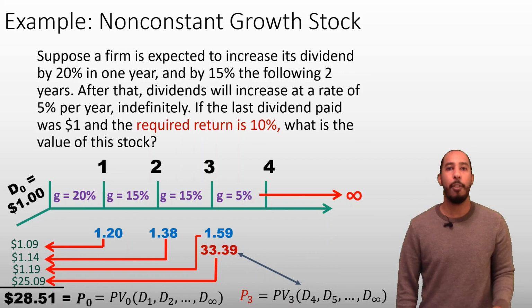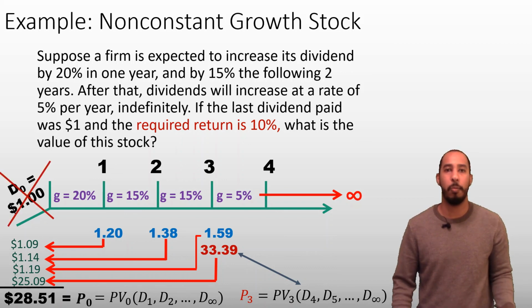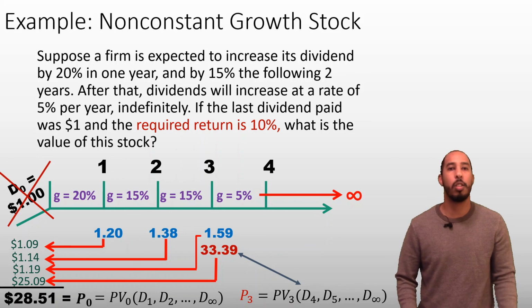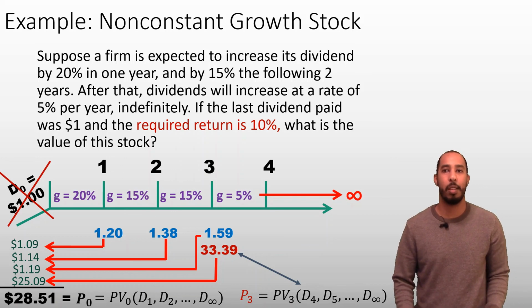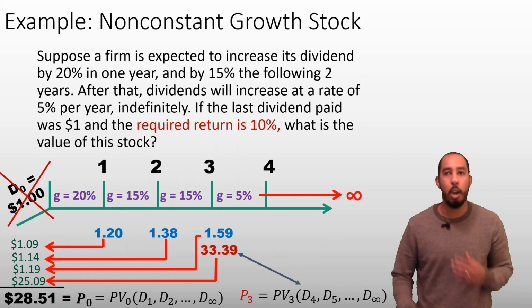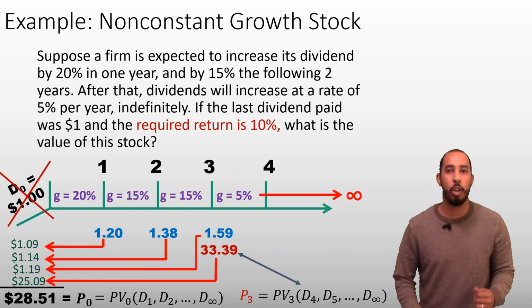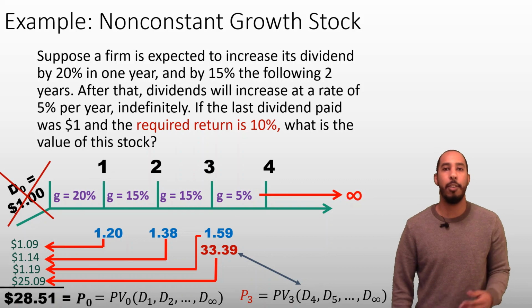Now notice that we never added the dollar dividend paid at time 0. Why is that? The reason we ignore that dividend D0 is because it's already been paid out, so it's irrelevant to the value of the stock today. We're never going to receive it, so it has no value to us. The value of the stock is the present value of its future cash flows, D1 and every dividend afterwards.